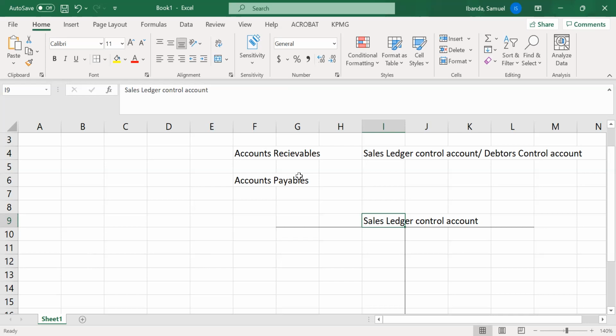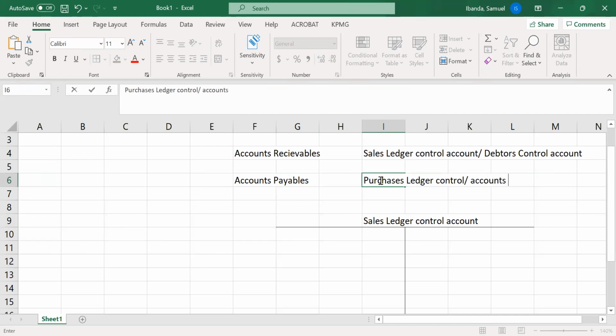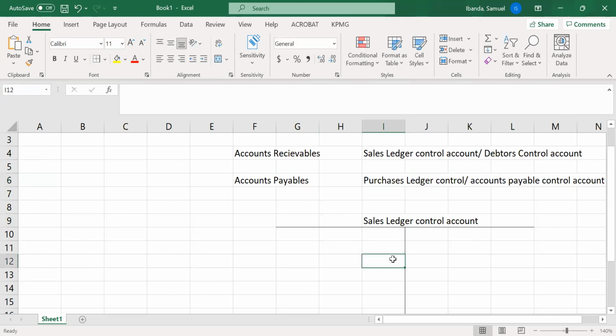And when it comes to accounts payable, it can be called the purchases ledger contra account. It can also be called the accounts payable contra account.